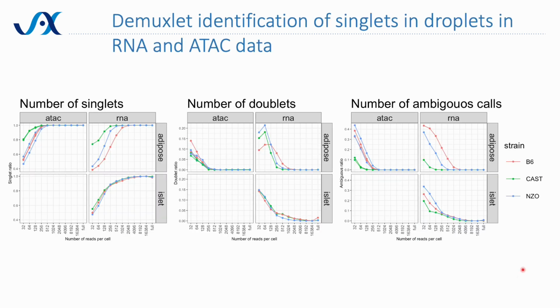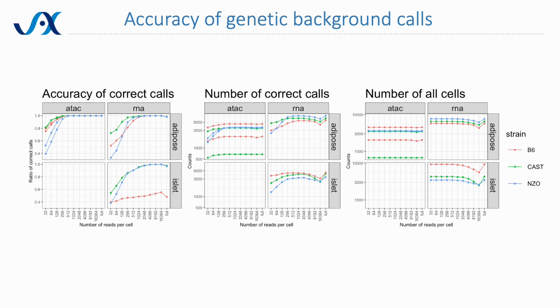Now we can see that the number of singlets decreases in all the samples with the lower number of reads per cell, and the number of doublets and ambiguous cells increases. We see a similar picture with the accuracy of correct calls. Overall, the accuracy of genetic background detection works with more than 99% accuracy, even in cells downsampled to 256 reads in ATAC data and about 1,000 reads in RNA-seq data.